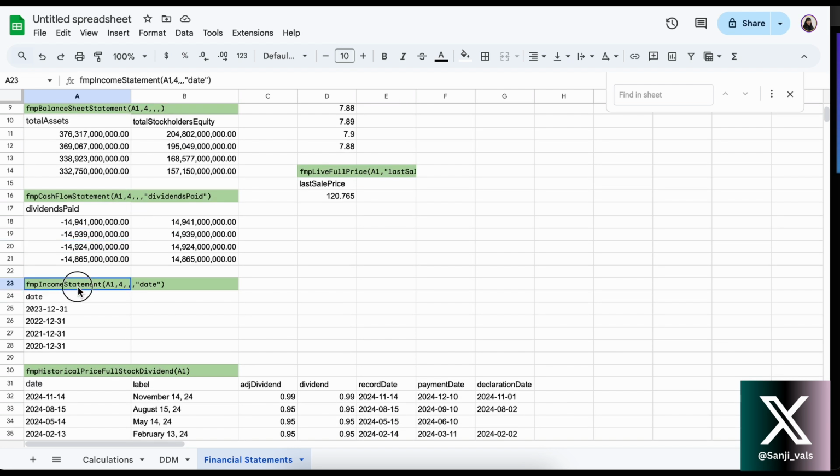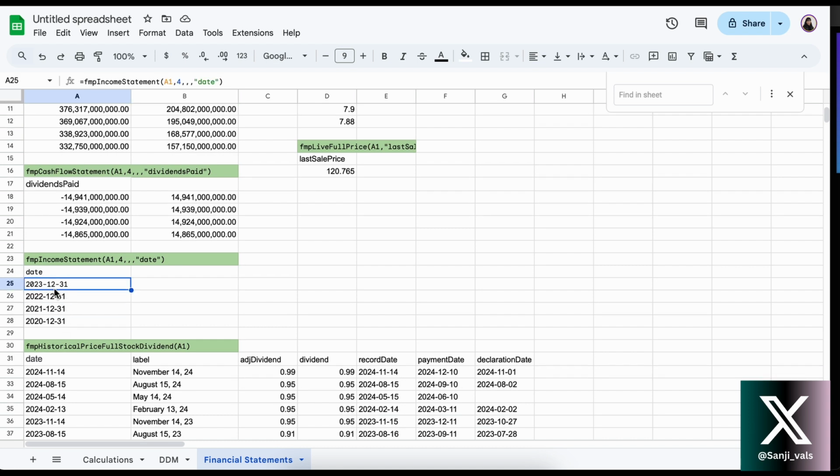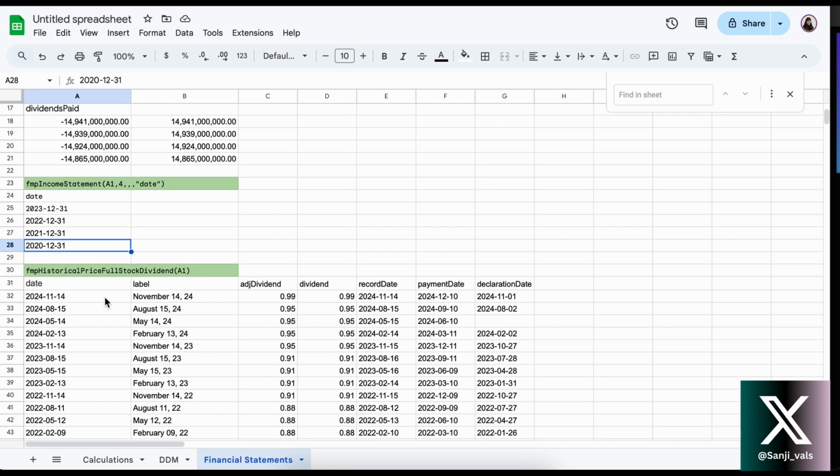Then you take the dates for which this was extracted, simply FMP income statement and date. It's not necessary, but I'm doing it for convenience so that you see that we are extracting yearly data. In this example, we are extracting data for each year. Of course, quarterly is better and you can take 10, 20 observations, but I'm taking only 4 years just to facilitate everything so that you see how this model is working.